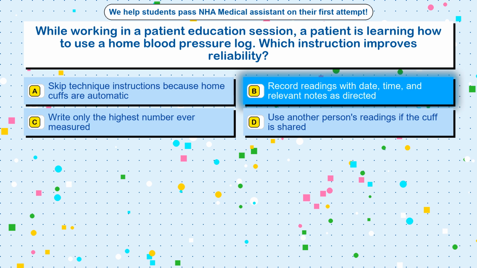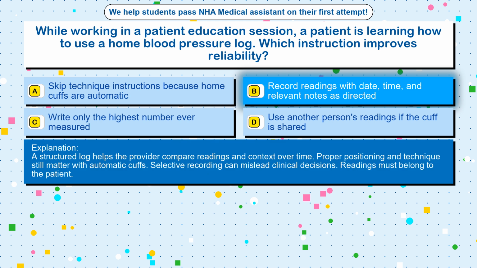The correct answer is option B, record readings with date, time, and relevant notes as directed. A structured log helps the provider compare readings and context over time. Proper positioning and technique still matter with automatic cuffs. Selective recording can mislead clinical decisions. Readings must belong to the patient.